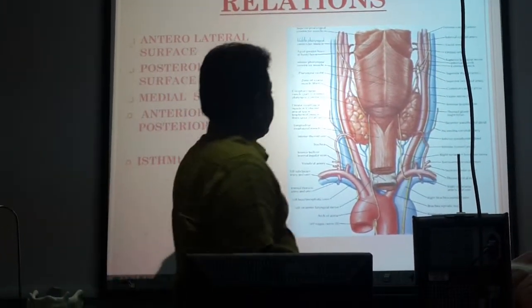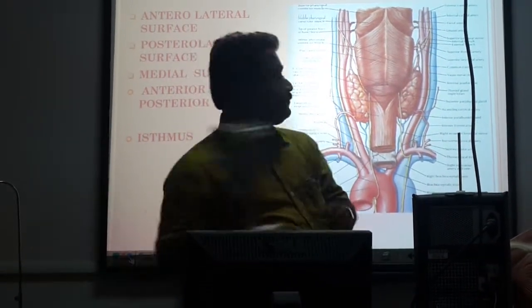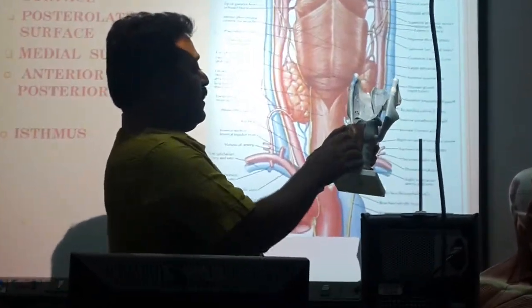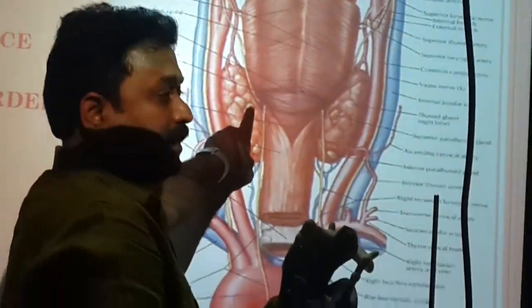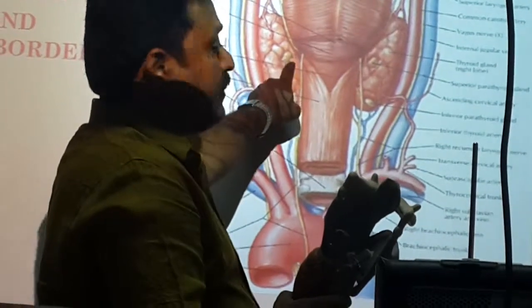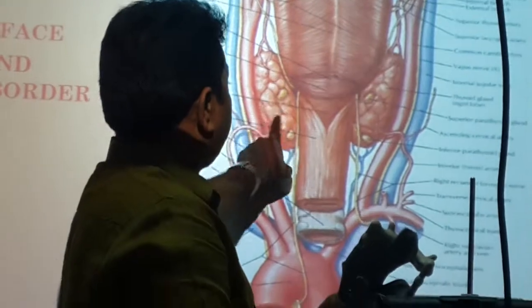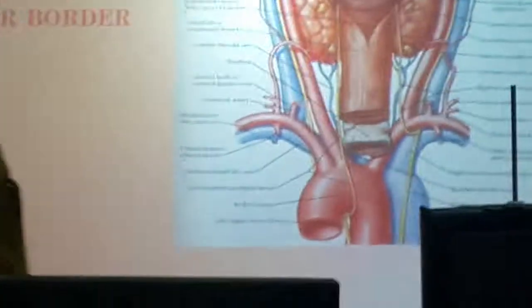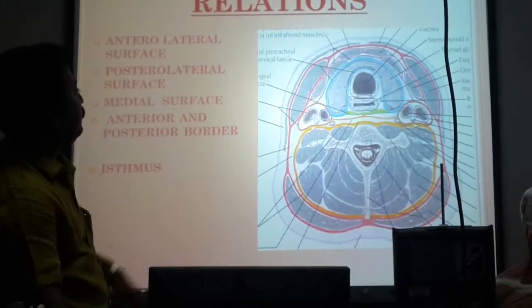This is the posterior aspect of the thyroid gland. Here at the posterior border you can see the parathyroid, superior parathyroid and inferior parathyroid gland. This is glandular tissue.